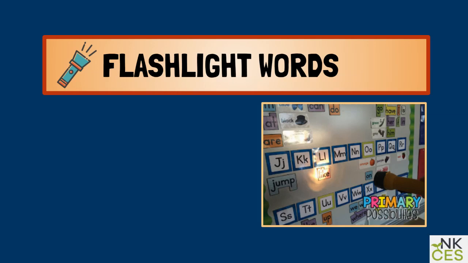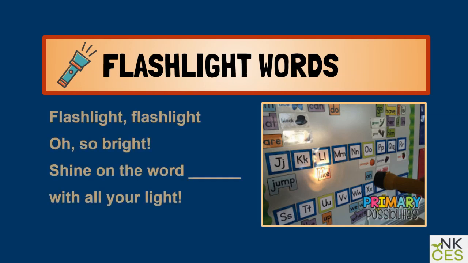So, most elementary classrooms have a word wall of some sort where students keep track of the sight words that they've learned. When you have a few extra minutes, grab your flashlight, turn out the lights in the classroom, and have the students repeat the following chant with you. Flashlight, flashlight, oh so bright, shine on the word like with all your light. Then choose a volunteer to find that star word on the wall with the flashlight.